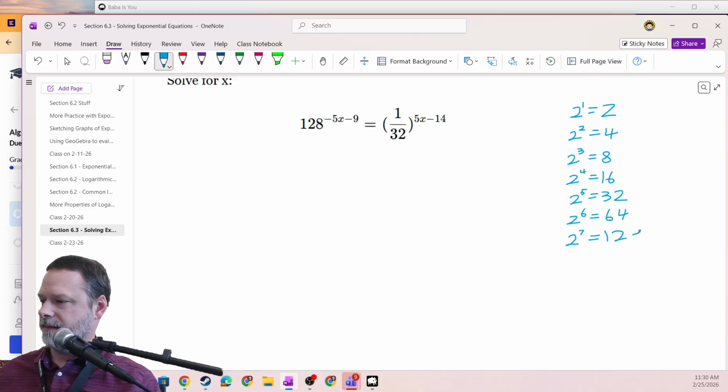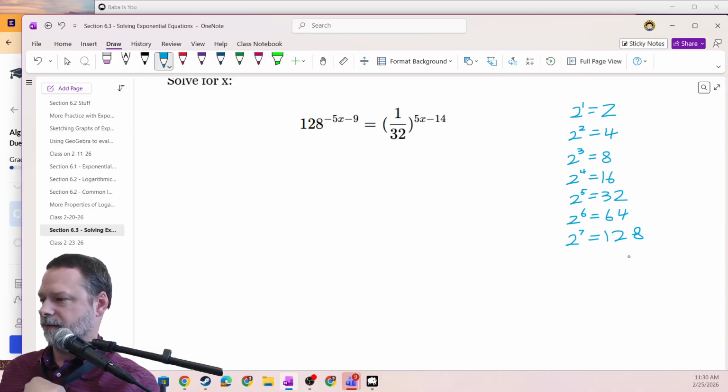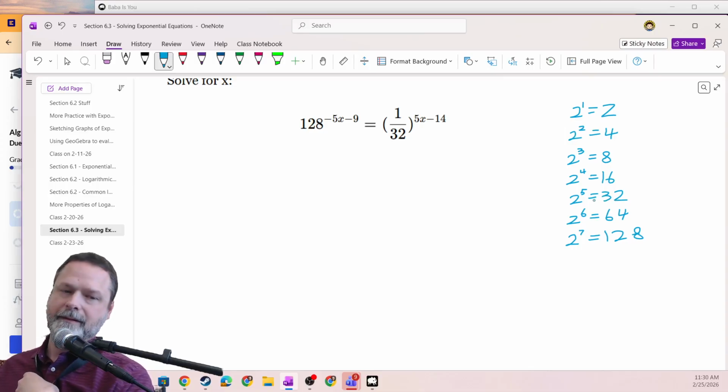Unless I made a terrible mistake. There we go. 2, 4, 8, 16, 32, 64, 128. Okay, it looks good. 2 to the 7th is 128. 2 to the 5th is 32. So what's 2 to the negative 5th? 1 over 32. So that's what we got, 1 over 2 to the 5th.